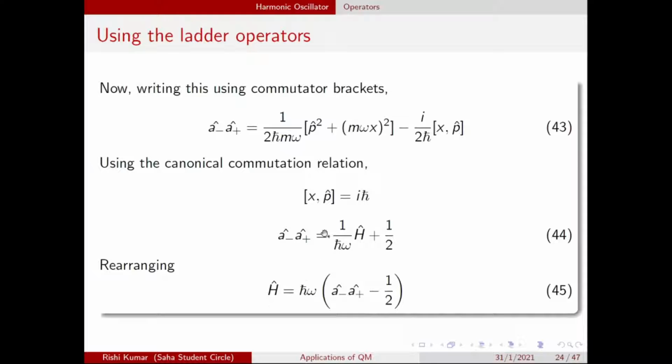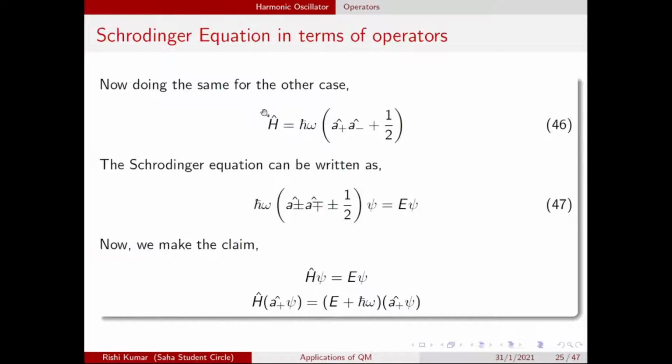So now, again rearranging, for our Hamiltonian we have this term here: h bar omega in brackets, a minus a plus, negative 1 by 2. So now we have our Hamiltonian in terms of these operators right here. These are called ladder operators, and I'll be explaining more about them as we go on.